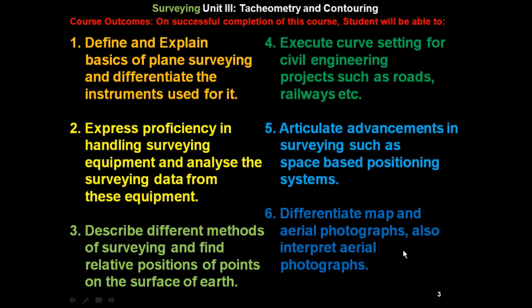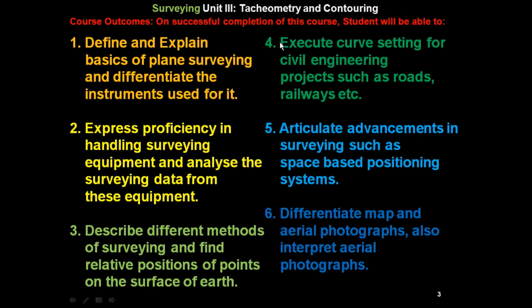Now we will see the course outcomes. On successful completion of this course, the student will be able to define and explain basics of plane surveying and differentiate the instruments used for it. Second course outcome: express proficiency in handling surveying equipment and analyze the surveying data from these equipment. Third course outcome: describe different methods of surveying and find relative positions of points on the surface of Earth.